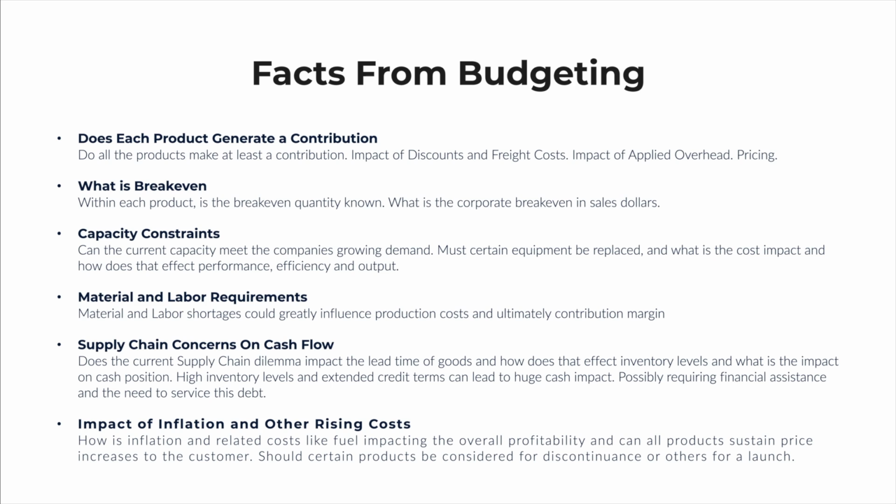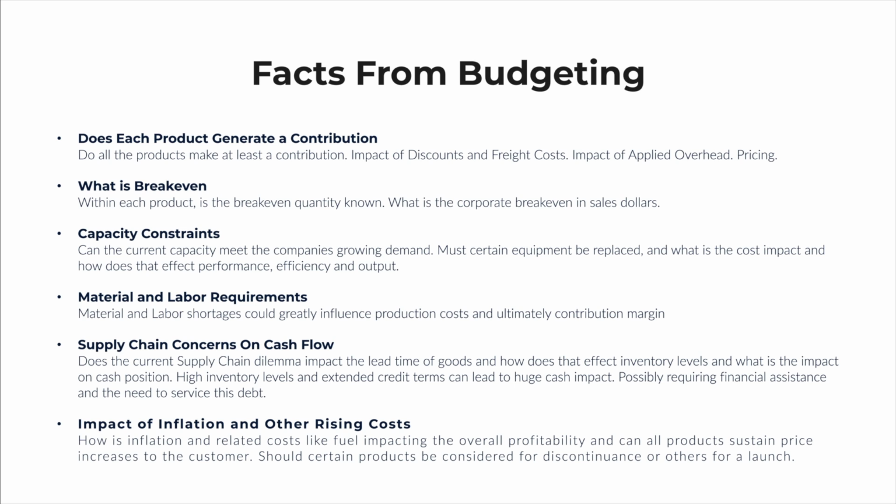We've spoken a bit about the supply chain concerns on cash flow, but does the current supply chain dilemma impact the lead time of goods for you right now? We've seen that in some cases, this very same lead time can be up to 18 months from when people put their orders out there or have to purchase. Can you imagine what an incredible impact it has on the cash situation or the cash budget?